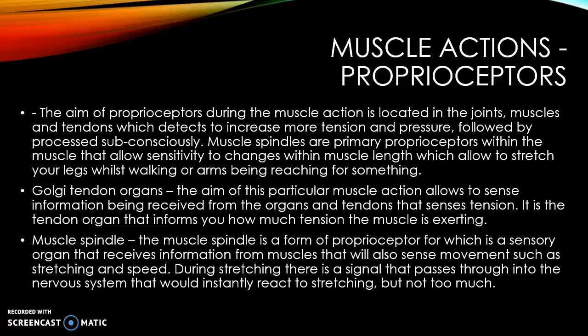The Golgi tendon organs. This is the aim of a muscle action that allows you to sense information being received from the organs and tendons that sense tension. It is the tendon organ that informs you how much tension the muscle is exerting. And lastly, the muscle spindle. The muscle spindle is a form of proprioceptor, which is a sensory organ that receives information from muscles that also senses movement, such as stretching and speed. With stretching, there is a signal that passes into the nervous system that would instantly react to stretching, but not as much.